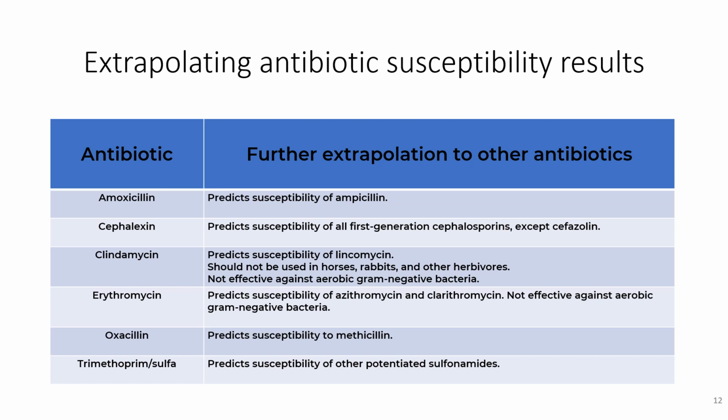Another example is oxacillin. It predicts susceptibility to methicillin. So if oxacillin is sensitive, methicillin is sensitive. If resistant, then methicillin is resistant. However, if oxacillin is resistant, then it will also indicate resistance against the beta-lactam group of antibiotics like penicillins, cephalosporins, carbapenems, and monobactams. So this is how a single antibiotic result can help us to extrapolate the results of other antibiotics.